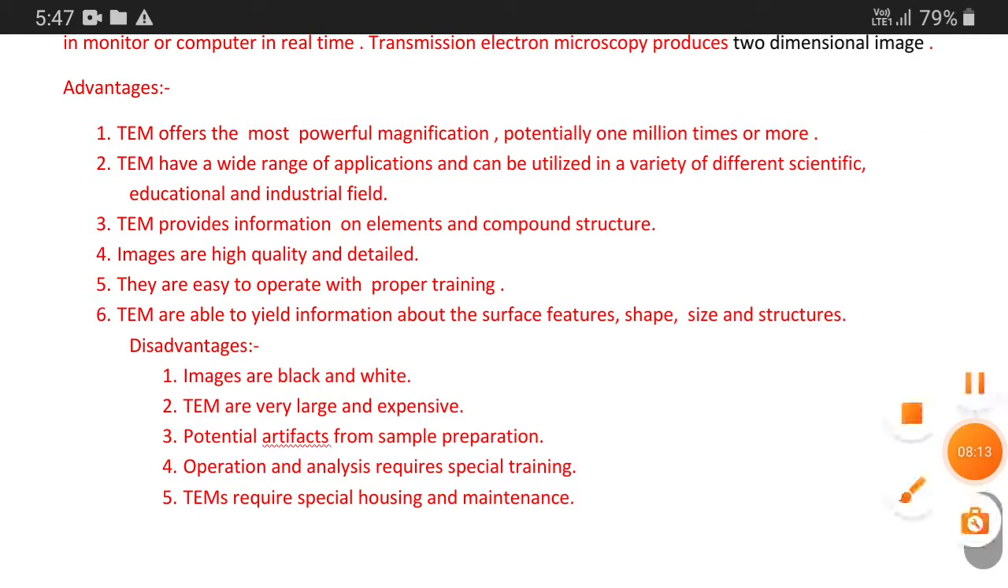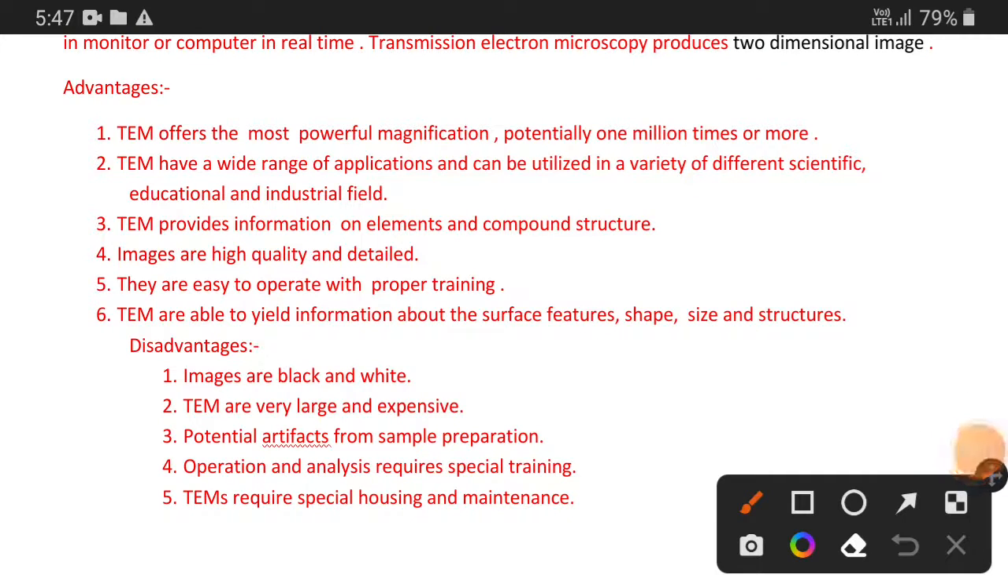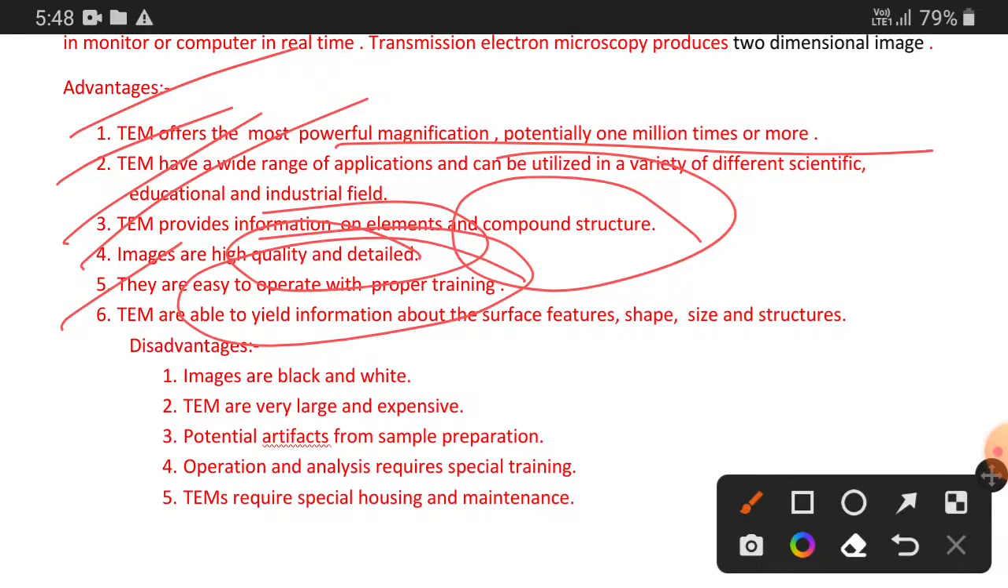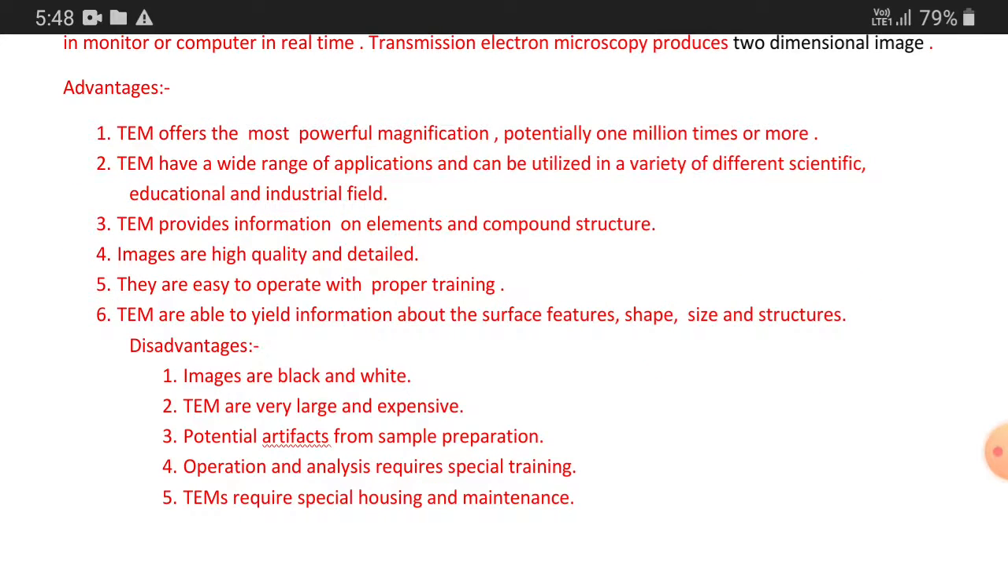Okay, so TEM obviously provides a lot of advantages. The TEM offers the most powerful magnification, potentially 1 million times or more. TEM has a wide range of applications in the educational, industrial, and scientific fields, and TEM provides information on elements and compound structure. Images are highly qualified and detailed, and TEM is easy to operate with proper training, and it is able to yield information about the surface structure, shape and size. Okay, so that is the advantages part.